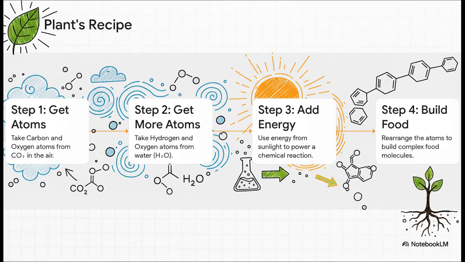So, here's the basic recipe. Step 1, the plant sucks in carbon dioxide from the air. Step 2, it draws up water through its roots. Step 3, it uses the energy from sunlight, and that's the crucial role light plays, to power a chemical factory inside its leaves. It cracks those water and CO2 molecules apart and rebuilds the atoms into food, like sugars. And that means, and this is the amazing part, the vast majority of a tree's solid mass is literally built out of thin air, with a little bit of water.